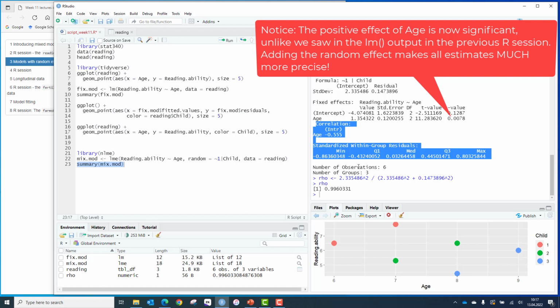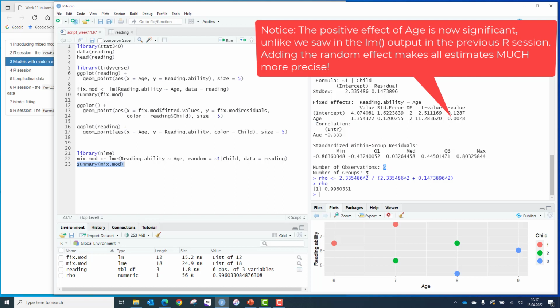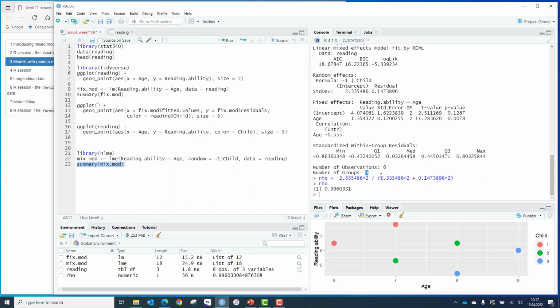You can actually see the number of observations here, 6, and there is grouping. There are 3 groups, because of the 3 children. We used child in order to group the data now. So each group has its separate intercept, you could say. But this output here is new compared to the LM output. The rest is more or less similar.